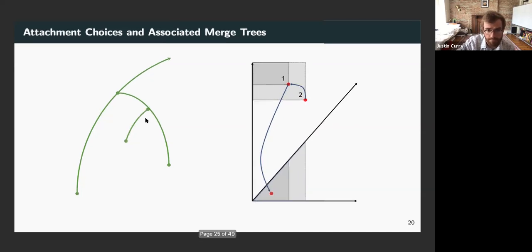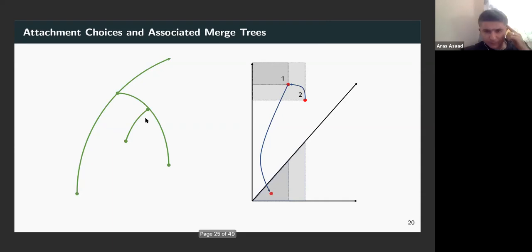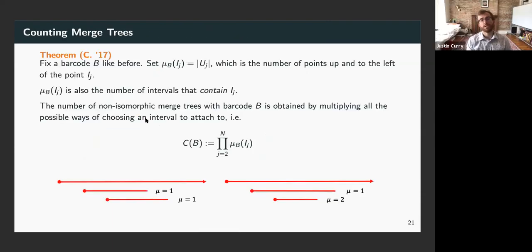All right, so again, that's the difference. If you essentially just keep track of all the possible places where I could have attached, which means I take my barcode and then I look at all the intervals that properly contain a fixed bar in the barcode, and I do that for every bar in the barcode, I get a number, mu_ij, which essentially counts the number of points up and to the left of a given point in the persistence diagram.